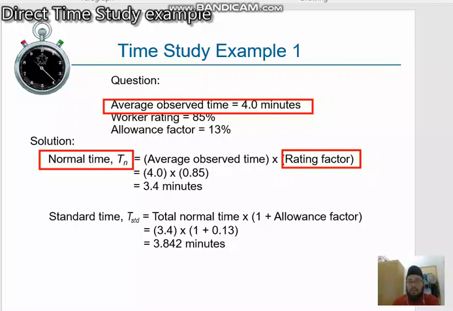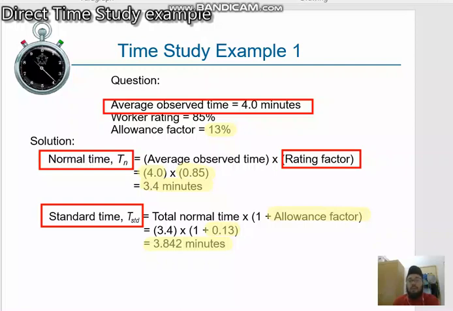So 4 minutes, the average observation time, times the performance rating 0.85. So the normal time is 3.4 minutes. And from the normal time, we determine the standard time using the allowance factor. The allowance factor is 13%, so 0.13 here. So 3.4 normal time times 1.13. So the standard time for this example is 3.842 minutes.